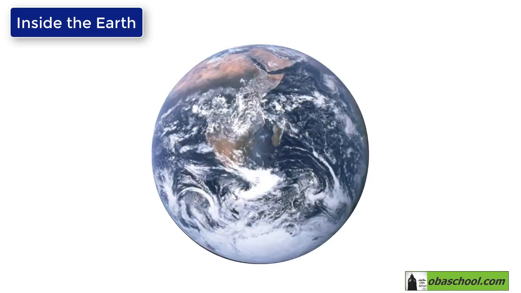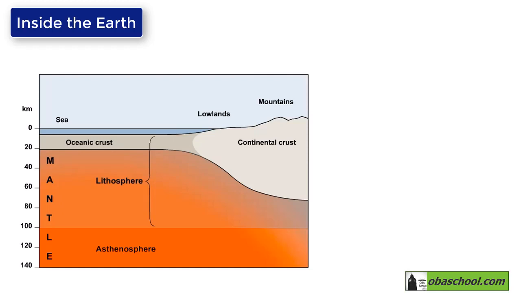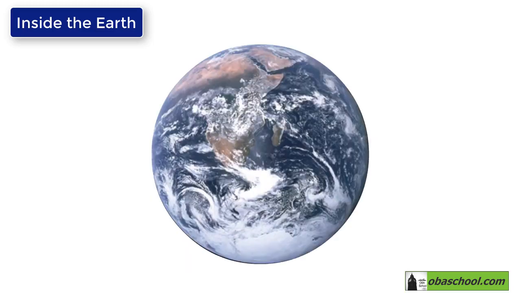Let's have a look at a cross-section across the Earth. You can see the layers from outside in: the crust, mantle, the outer core, and the inner core. The Earth's crust varies in thickness. Under the ocean, the average thickness of the crust is about 6 kilometers, but under the continents it's around 35 kilometers thick, going up to 70 kilometers in some places. This outer layer is very thin when compared with the diameter of the whole Earth, which is about 12,700 kilometers.